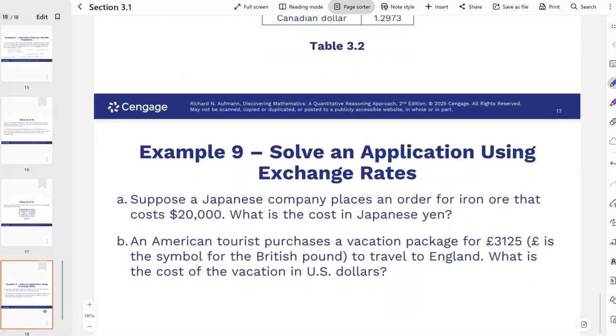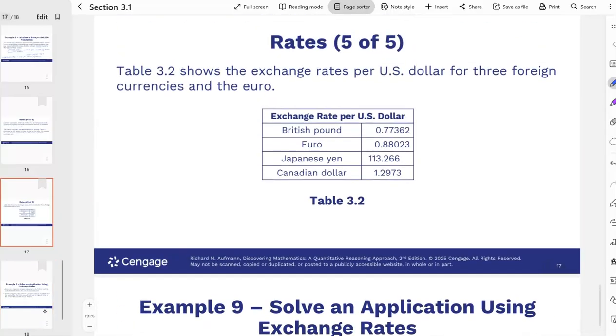A, suppose that a Japanese company places an order for iron ore that costs 20,000. What's the cost in Japanese yen? So it's going to be 20,000 US dollars. So I'll say USD. And the Japanese yen down here, there's our conversion rate. It would be this per US dollar. So it would be 113.266, and that's in yen per, so that's divided by 1 US dollar.